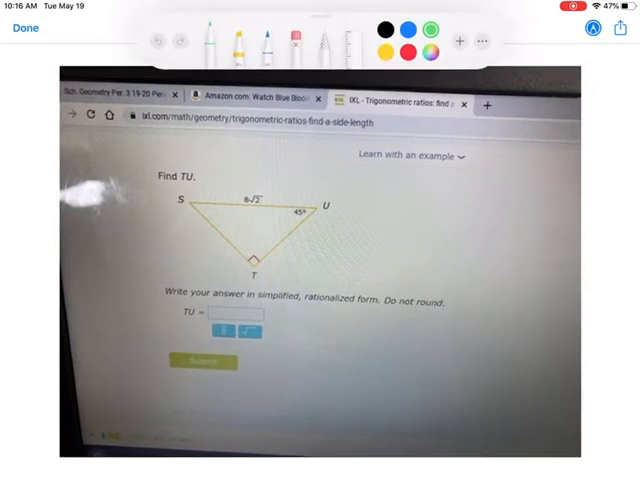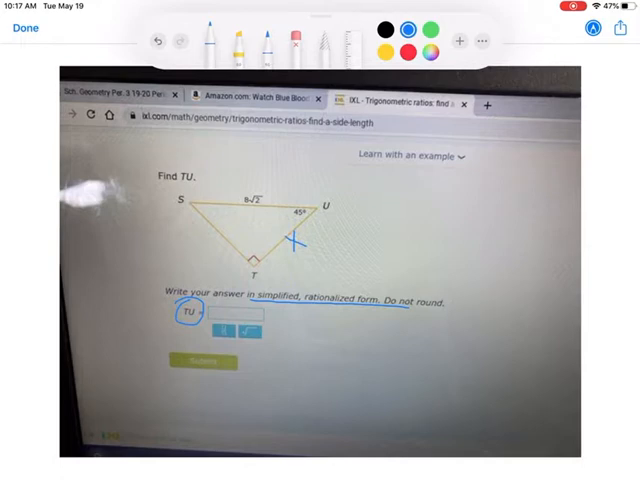Okay, so Hugo just sent this one over to me. He said, hey, can you give us an example of this one? No problem. It says solve for TU, write your answer in simplified, rationalized form. And I know I made that one mistake on the test, I guess. But anyway, solve for TU, simplified, rationalized.